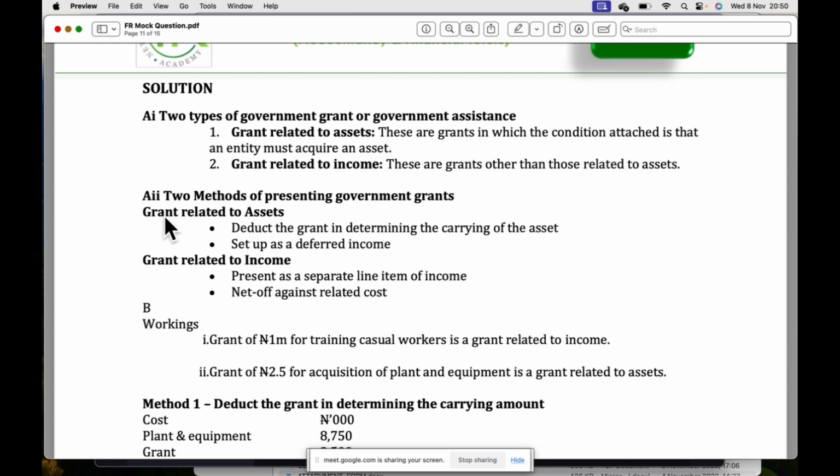Therefore, for grants related to assets, there are two ways of presenting them. Either you deduct the grant in determining the cost or carrying amount of the asset, or you set it up as deferred income. It will be clearer when we look at that question.